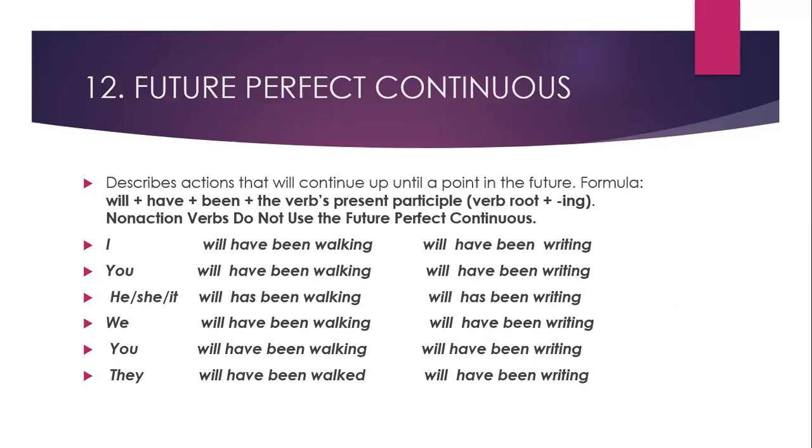Then we have the future perfect continuous. The future perfect continuous describes actions that will continue up until a point in the future. So here the reference is the future, an action that will continue for a period of time in the future. The formula is will plus have plus been plus the verb's present participle, or the -ing form of the verb. Okay. I will have been walking.